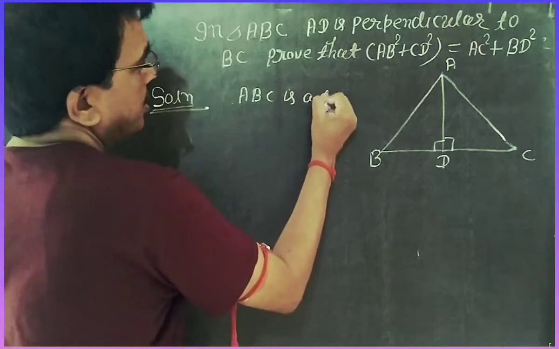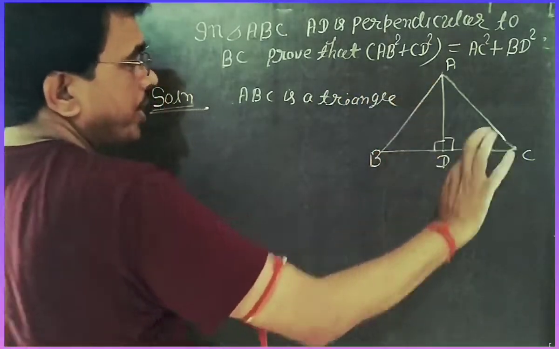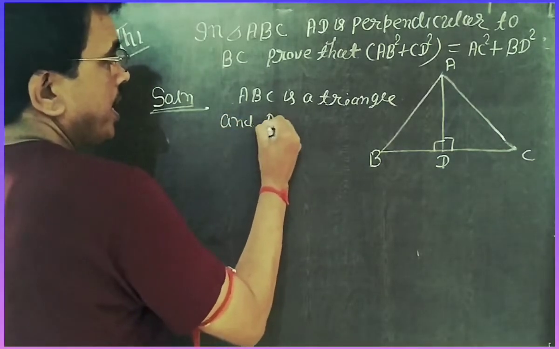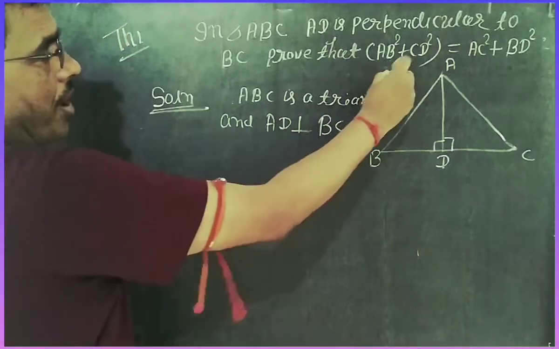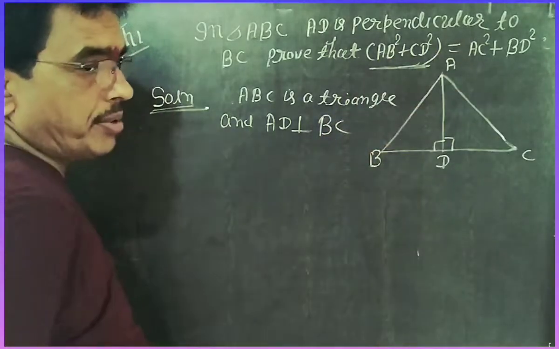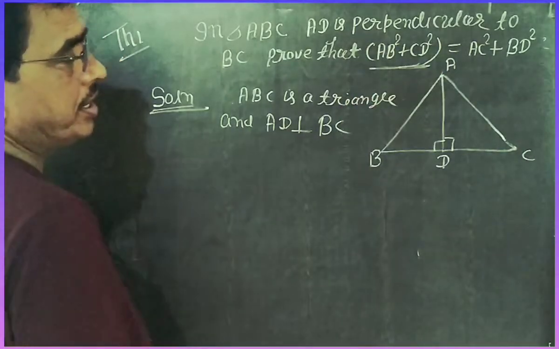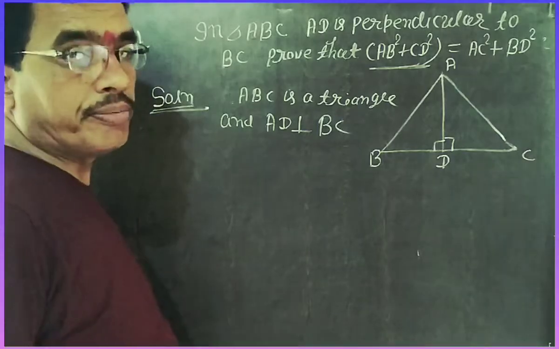ABC is a triangle. No right angle is here, and only AD is perpendicular to BC. You have to prove AB square plus CD square equals the right hand side. So first you find AB square and then CD square and add them, then you get the right hand side. It is another method from your book.